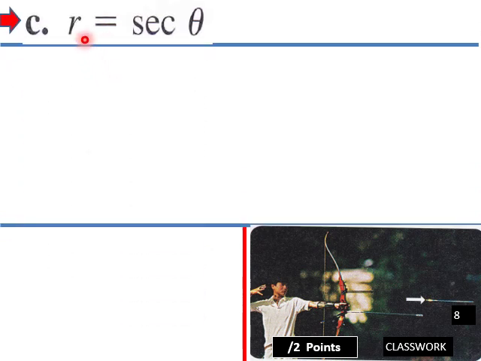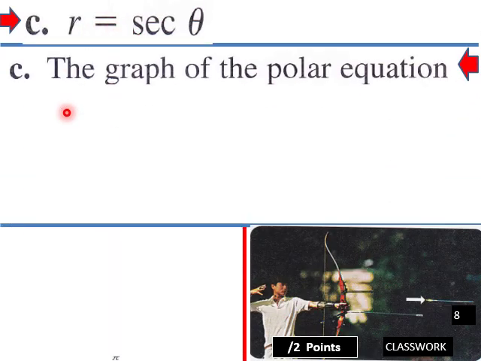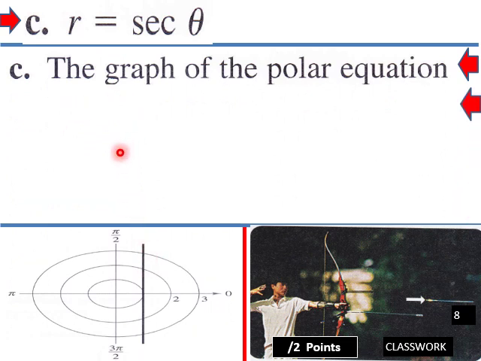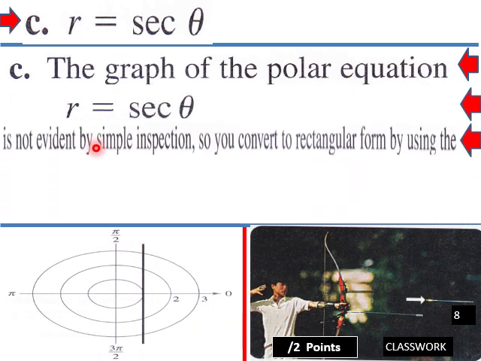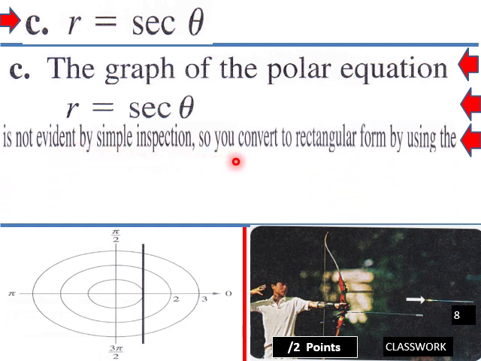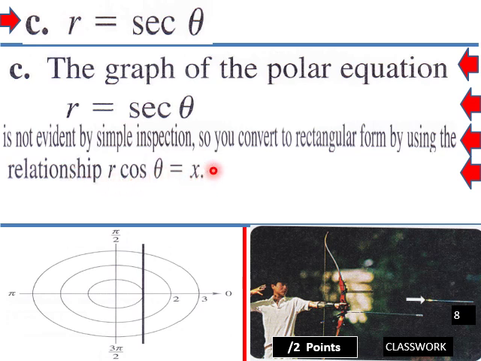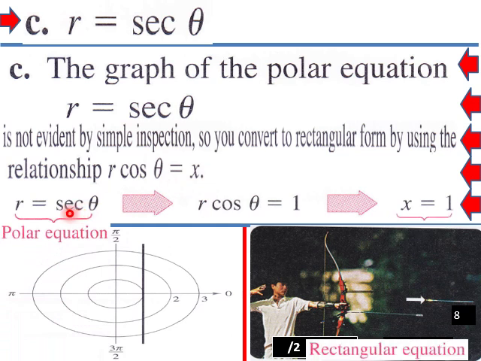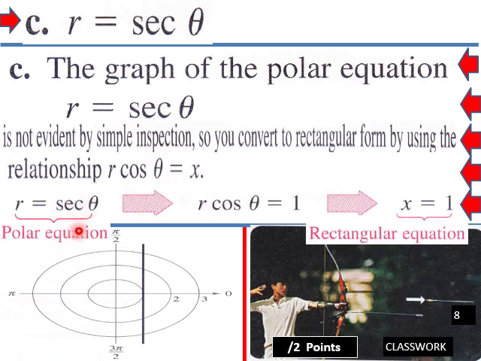And then C would be r equals secant theta. The graph of the polar equation r equals secant theta is not evident by simple inspection, so you convert to rectangular form by using the relationship r cosine theta equals x. So r equals secant theta, this would be our polar equation, and then this goes to r cosine theta equals 1, and then x would equal 1. This would be your rectangular conversion from r equals secant theta, which would be this straight line here.